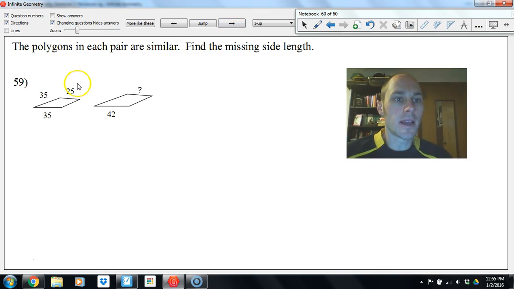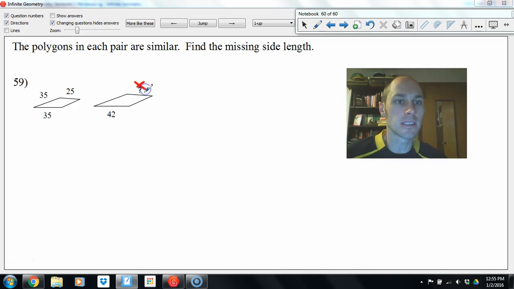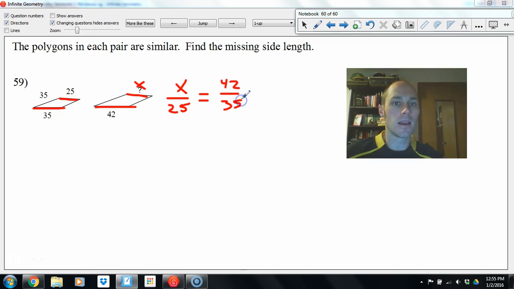Now we know that two polygons are similar. We want to find the missing side length. So we'll just call this one x. X matches up with 25, in the same way that 42 to 35. So if I set up a proportion, I can set it up and solve for x. So I know cross products are equal.